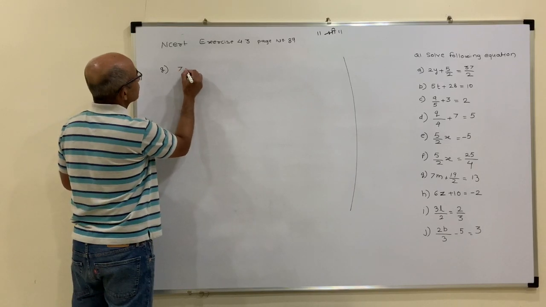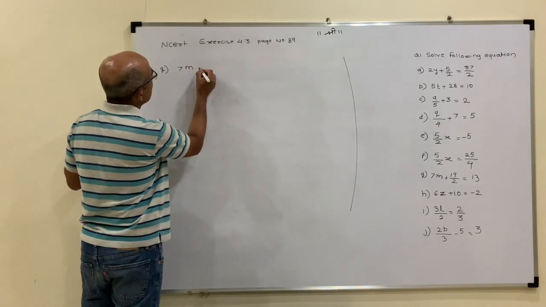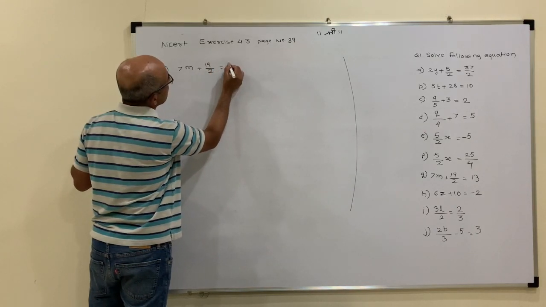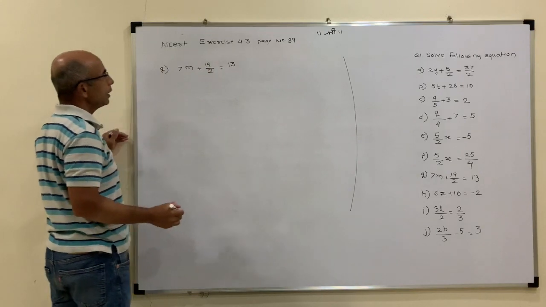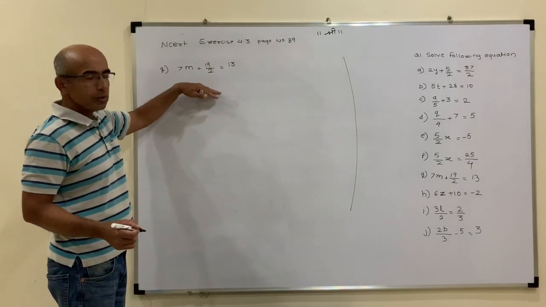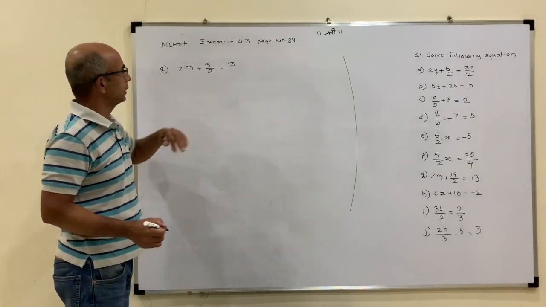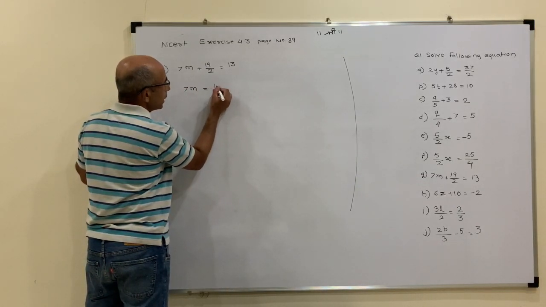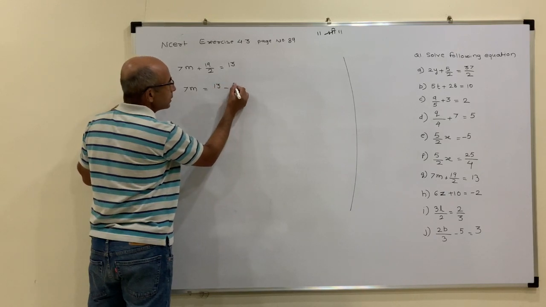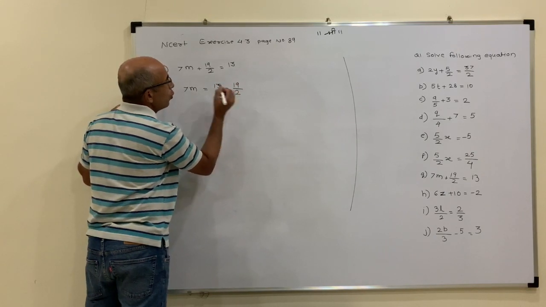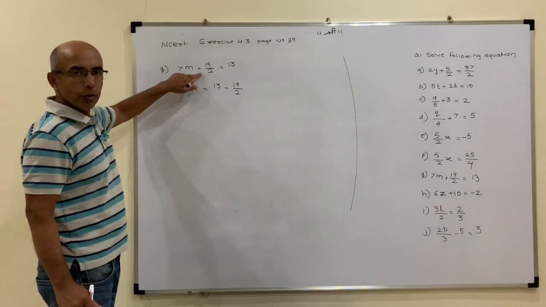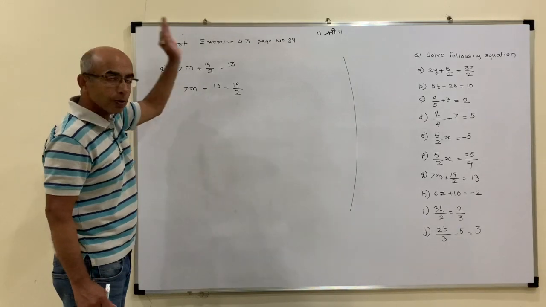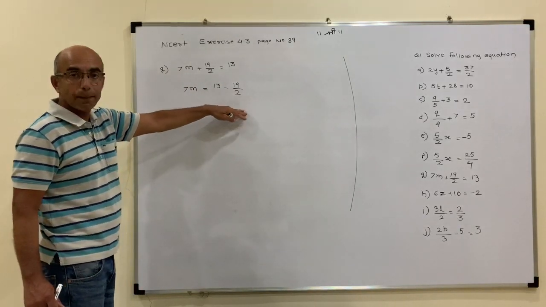7m plus 19 divided by 2 equals 13. Now here I am going to transpose 19 divided by 2 first. So 7m equals 13 minus 19 divided by 2. The 19 divided by 2 here was added on the left hand side, so when I transpose it onto the right hand side, it will be subtracted.